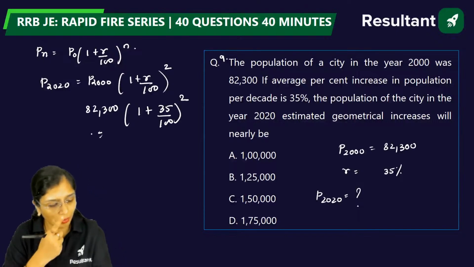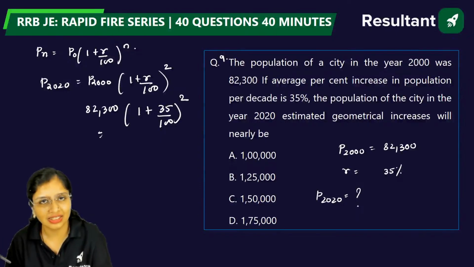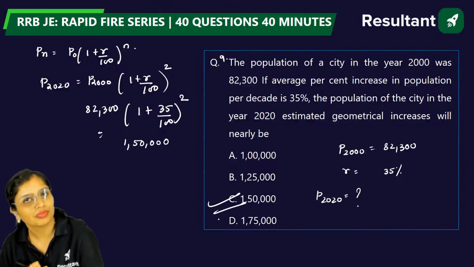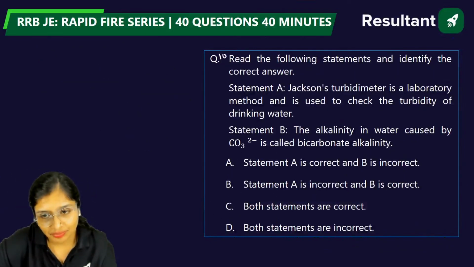So you'll solve it, how much you'll get, guys? You will get it 1,49,000 something, 900 something like that. So you will round it off, you will get 1,50,000. So C is your correct answer. Okay, now question number 10.